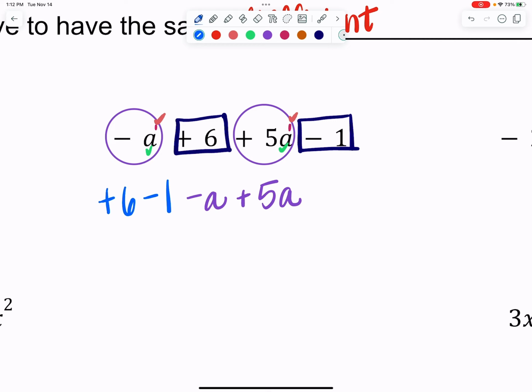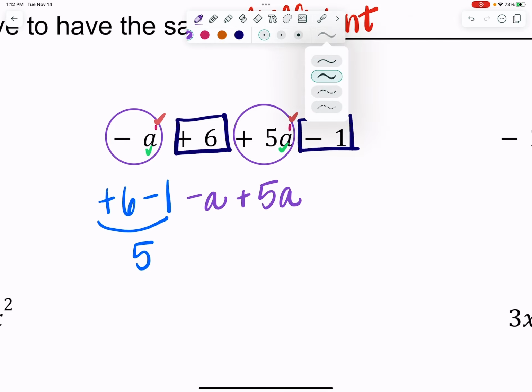Well, when I look at these two, that's just a Desmos thing. 6 minus 1 gives me 5. For these two, I'm going to squeeze a 1 in front of that A, because if there's not a coefficient, it's automatically a 1. Then I'm going to put my line back the way I had it.